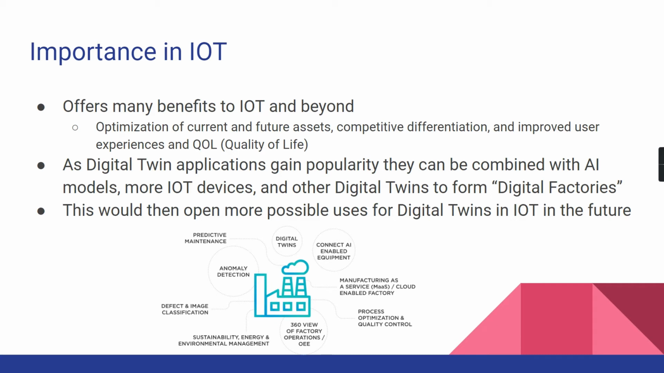And then down at the bottom here, you can see a mock-up of what a digital factory would entail, which is digital twins, connected AI-enabled equipment, anomaly detection, predictive maintenance, defect and image classification, sustainability and energy and environmental management, 360 view of factory operations, manufacturing as a service, and cloud-enabled factory, and then the process optimization and quality control of the factory.